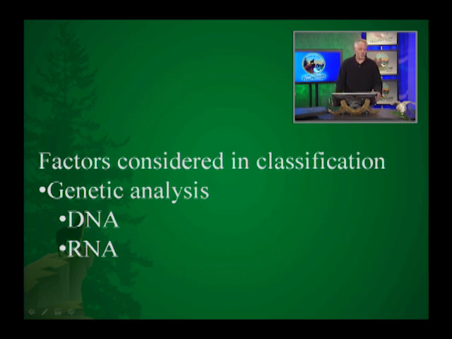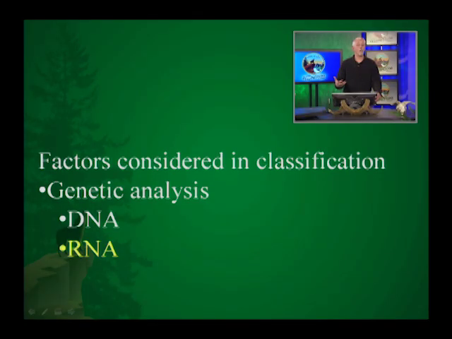And certainly this begins with genetic analysis, because as we've established, if organisms have a common ancestry, they share genes. And so we look at DNA and RNA of organisms and try to get a sense of the degree of relatedness between them by looking at that genetic material.